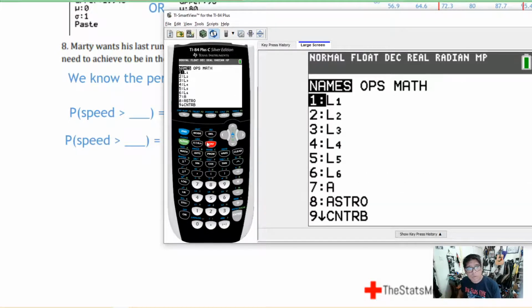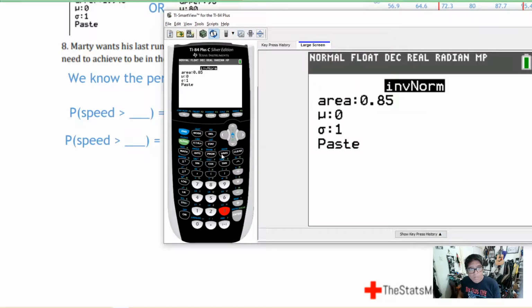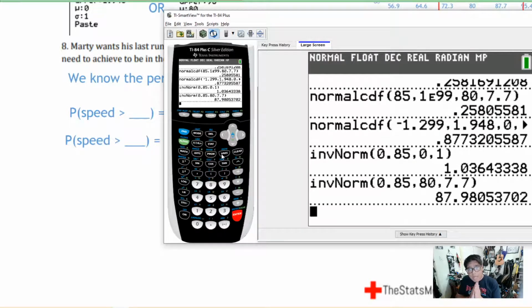Let's go back to the calculator again and let's get the speed now. So we're going to go to second vars, inverse norm. And this time we'll change this to a speed where the mean speed is 80 and the standard deviation speed is 7.7. And we'll paste that along. And now we'll get a contextual number, which is 87.98. Actually, that should be rounded to 88.